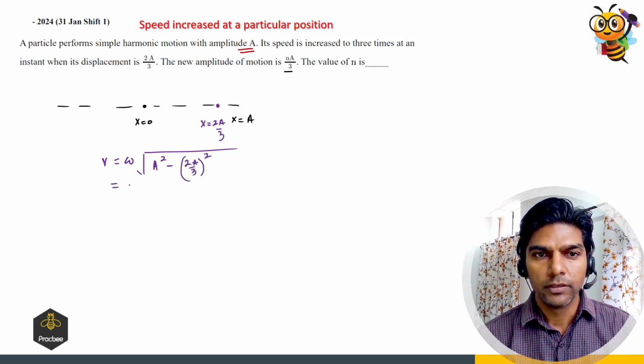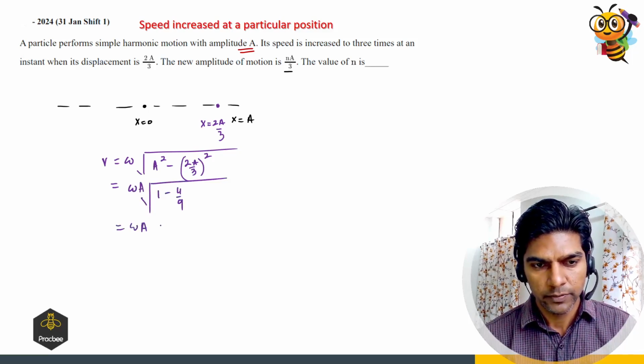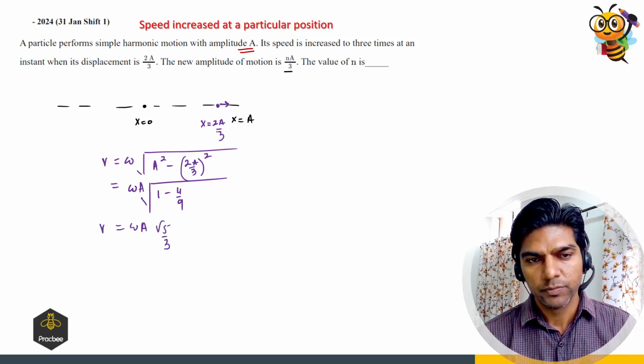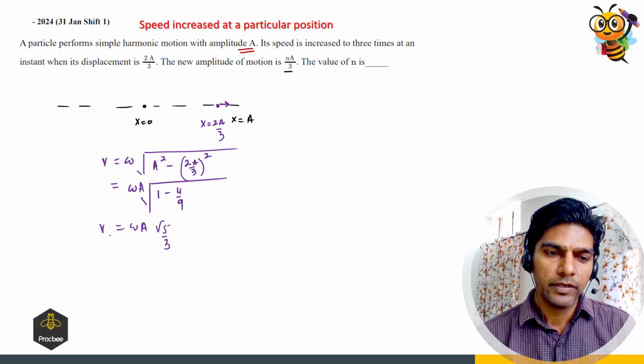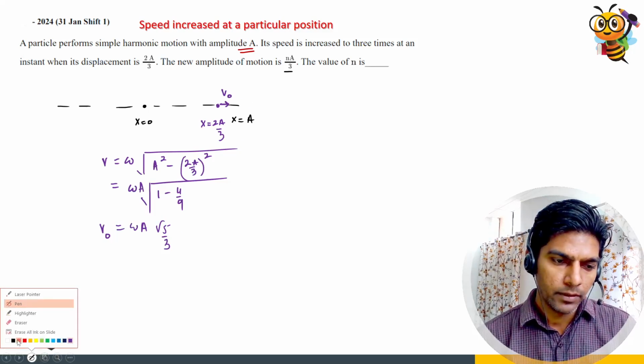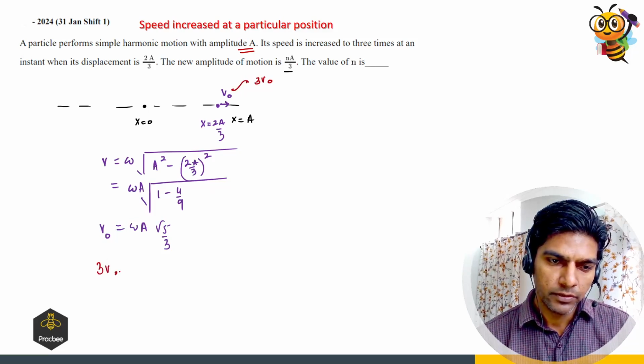So this will be omega root, a will come out, so 1 minus 4 by 9, so that will be omega a times root 5 by 3, right? So that is the speed at this particular instant. Let me call this v naught. Now we have changed, its speed is increased to 3 times. Now this velocity has become 3 times v naught. So 3 times v naught is omega a times root 5.